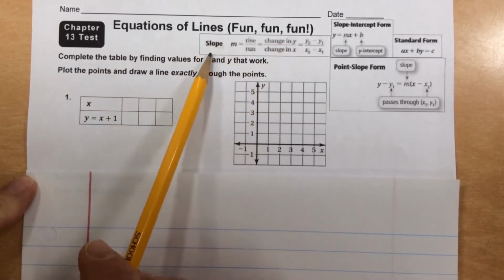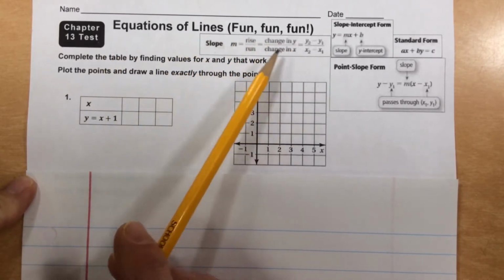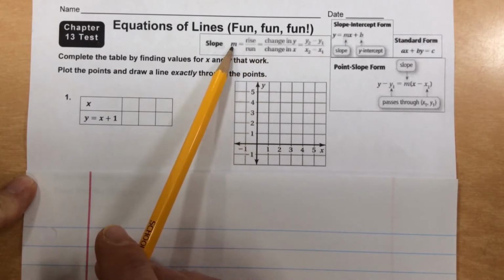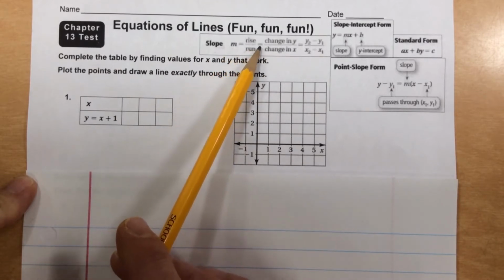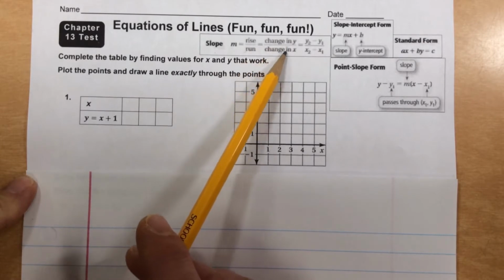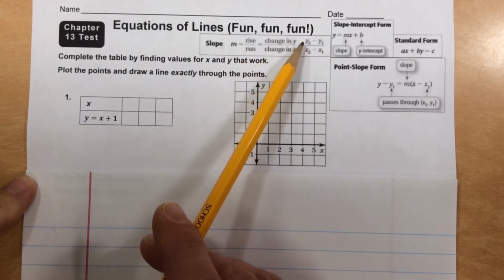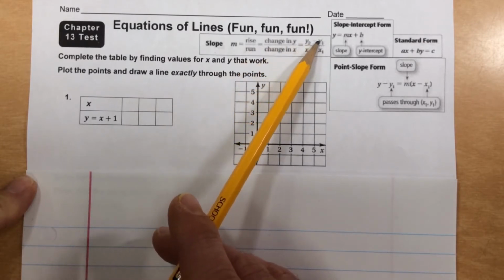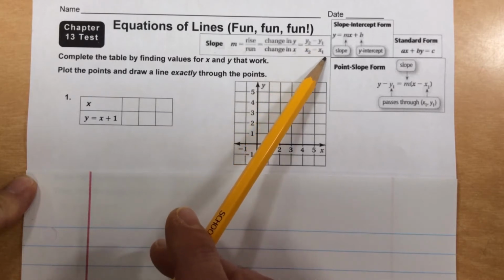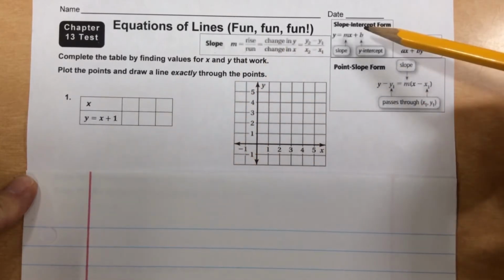So slope here, and it blurred out a little bit, but it said slope, m, equals rise over run, which equals change in y over change in x, which is the same as y2 minus y1 over x2 minus x1. And we will use that throughout the test.